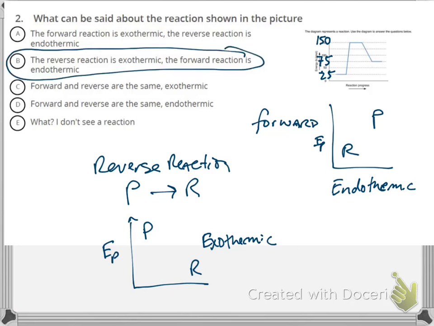That answer is B. So B, the reverse direction, is exothermic, meaning going from right to left is releasing energy, but going from left to right, or reactants to products, it is endothermic. They're definitely not the same energy, and it's not forward exothermic.